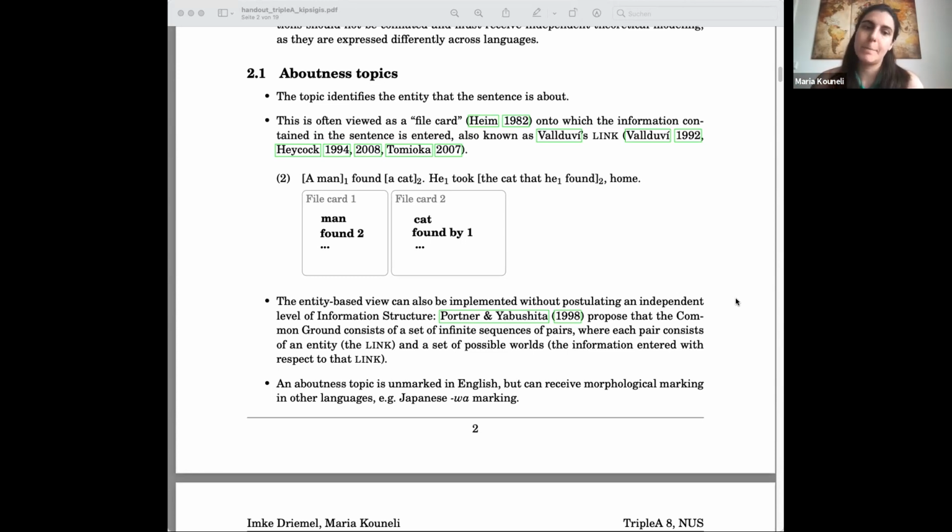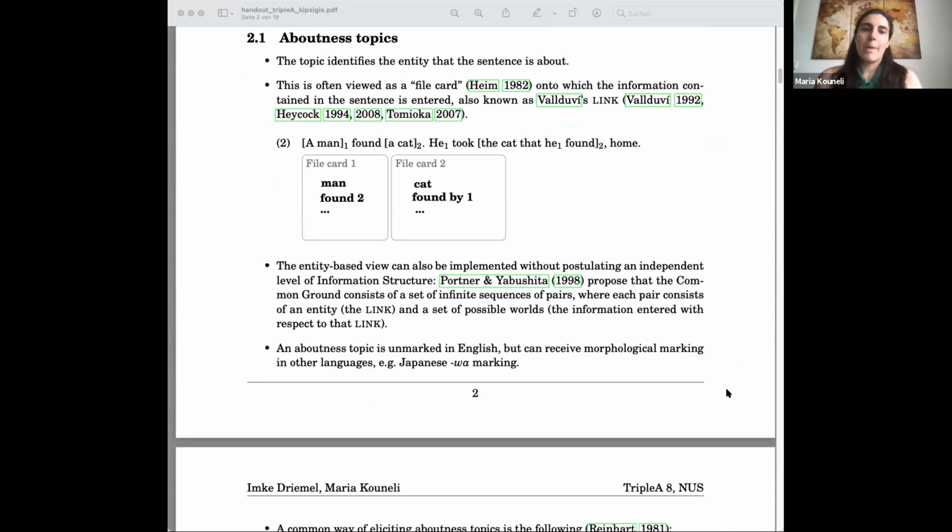The entity-based view can also be implemented without postulating an independent level of information structure. And this has been done, for example, by Portner and Yabushita, who proposed that the common ground consists of a set of infinite sequences of pairs, where each pair consists of an entity, the link, and a set of possible worlds, which would be the information entered with respect to that link.